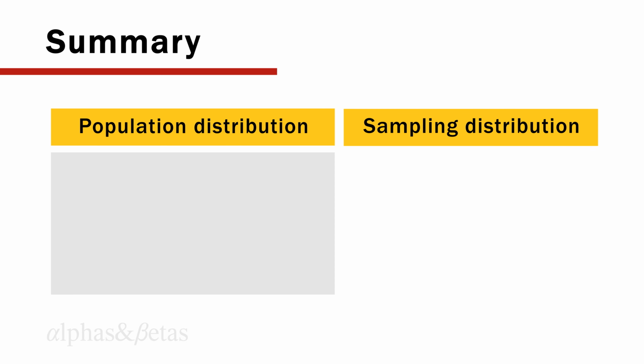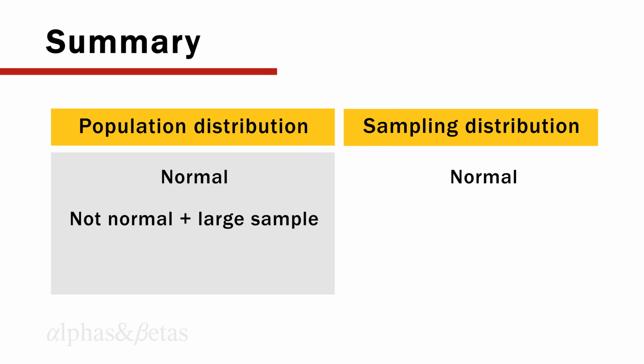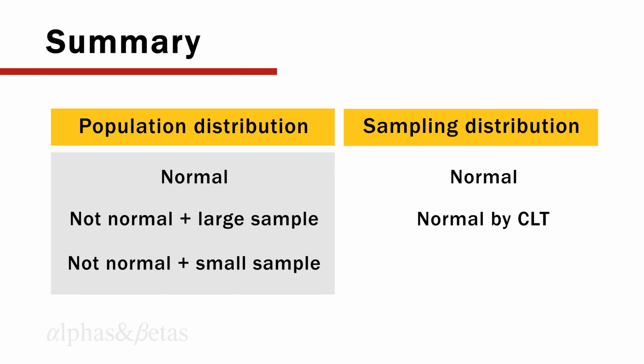Overall, if the population probability distribution is normal, then the sampling distribution of the mean is normal. If the population probability distribution is not normal but the sample is large, then the sampling distribution of the mean is still normal because of the central limit theorem. If the population probability distribution is not normal and the sample is small, then you're stuffed.